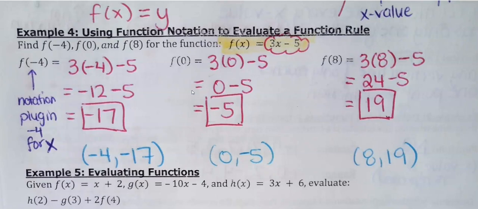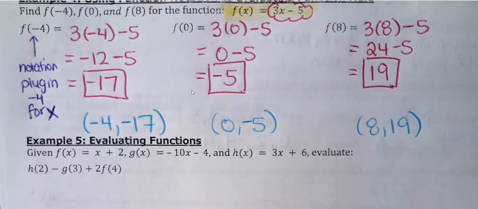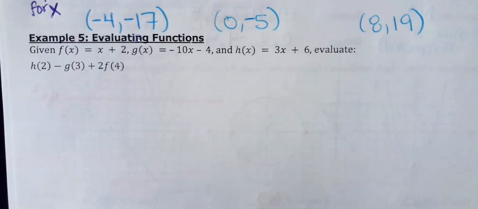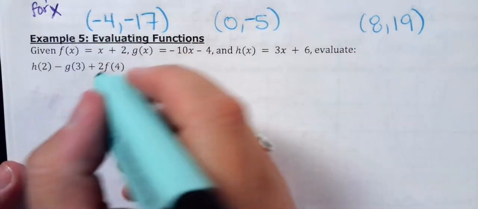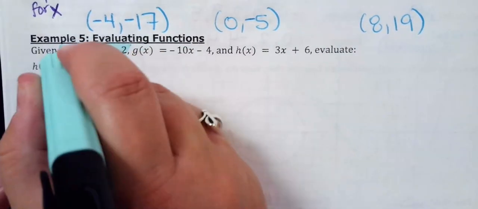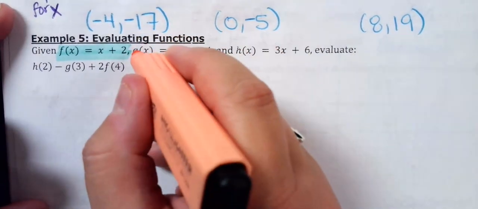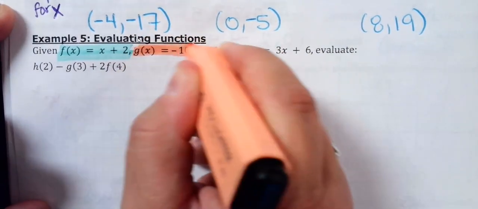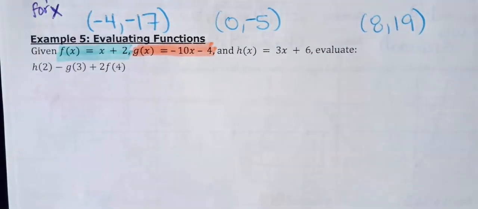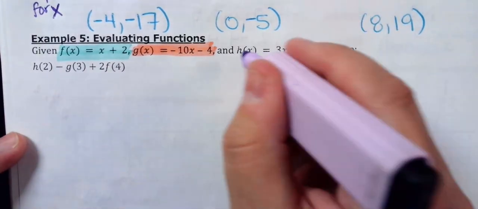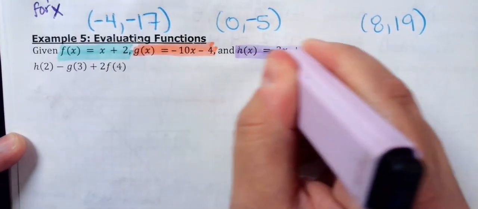Okay, now, at the very bottom here, they don't always use f of x. Sometimes they use different letters, but a similar notation. Usually they use a J, an H, a G, those kinds of letters. So I just tried to put that in my example here. This says f of x is x plus 2. So that's my function rule for f of x. Then it gives me a different function, g of x, with a different rule, -10x minus 4. And then a third different rule here is h of x, which is 3x plus 6.